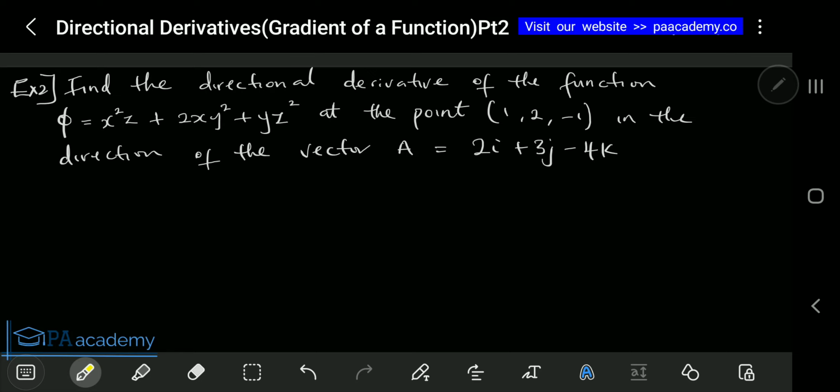Alright, so the question says, find the directional derivative of the function. The function is represented as phi, which is given as x squared z plus 2xy squared plus yz squared at point (1, 2, -1) in the direction of the vector A equals 2i plus 3j minus 4k. Alright, so let's do this.